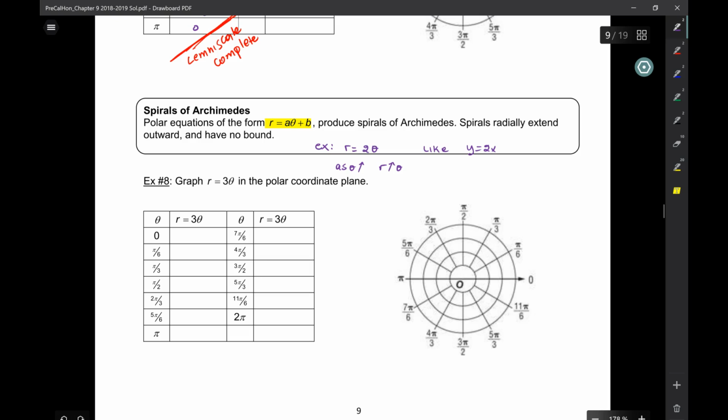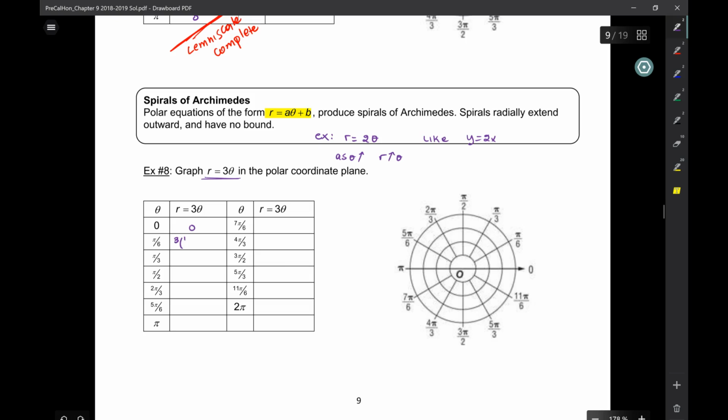When theta is 0, r is 0. When theta is pi over 6, this is just 3 times pi over 6, right? Which is how much? Pi over 2, which is 1.57, right? If pi is 3.14, half of that is 1.57. So we're just going to say 1.6, okay? There is no sine, there is no cosine, it's just pi, 180, or 3.14 divided by that. And then at pi over 3, 3 times pi over 3, this is just pi, or 3.14, okay?